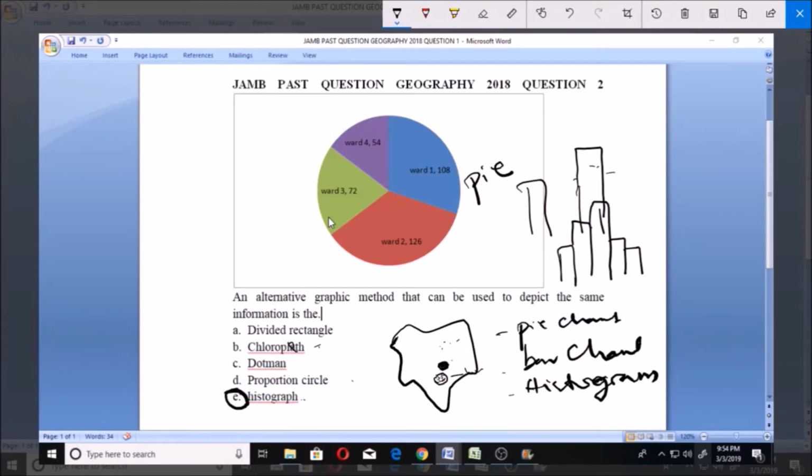But for me, I'm picking histogram because of the use of histogram as an alternative to bar chart and pie chart in the representation of data graphically.